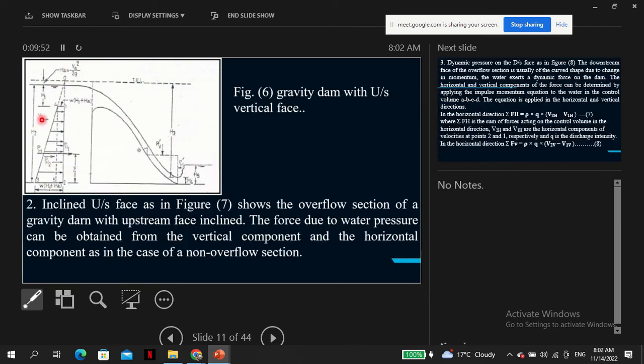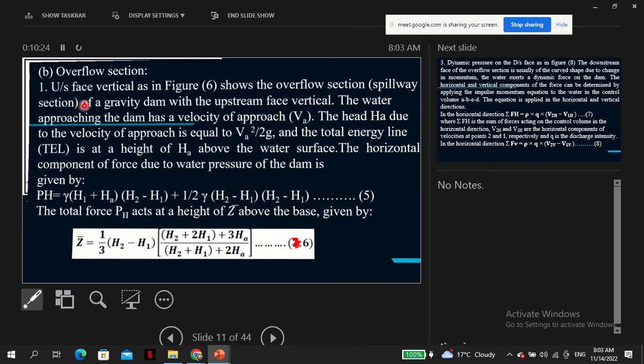Here is the effective height, H2. You can see here the total energy line there. So that's the reference. You are only concerned with this part, and that's why you find the area of H2. The reference is here, so H2 minus H1, so that this equation makes sense to you.